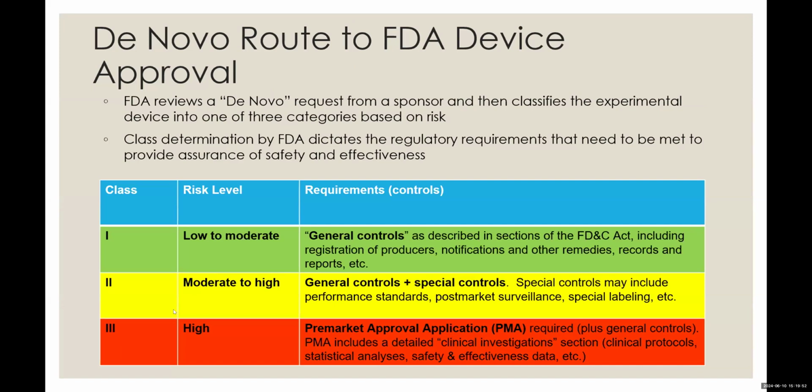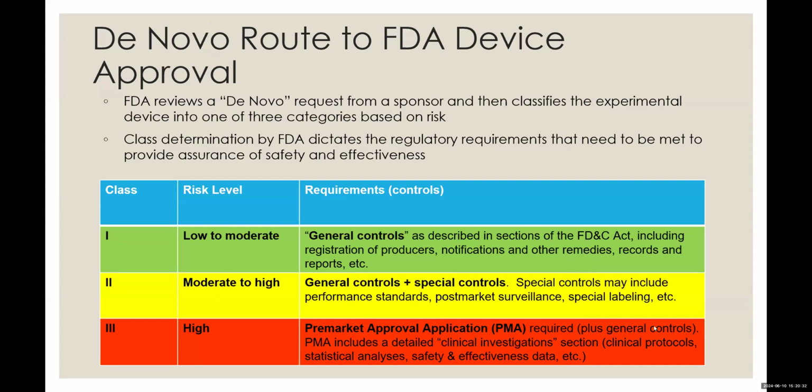And I apologize for this floating bar here, but it's very difficult to see this slide in its entirety, and I can't minimize this. But for low to moderate devices, general controls are usually adequate. For moderate to high devices, they do require some special controls, and these can include performance standards and post-market surveillance. But for high risk levels, the de novo route entails what's called a pre-market application. Okay, so this is as far away from 510(k) as one can possibly be in terms of rigor.